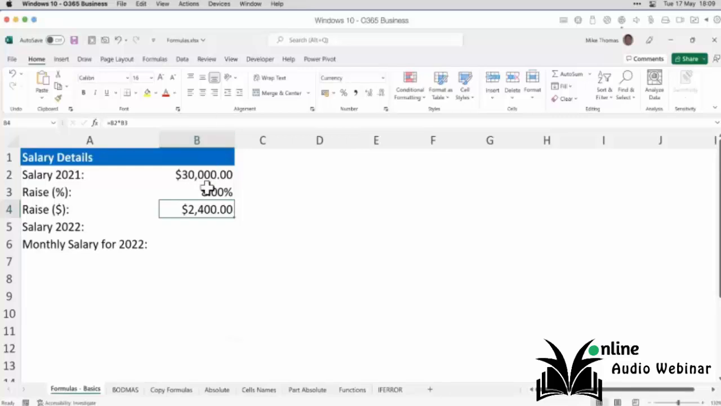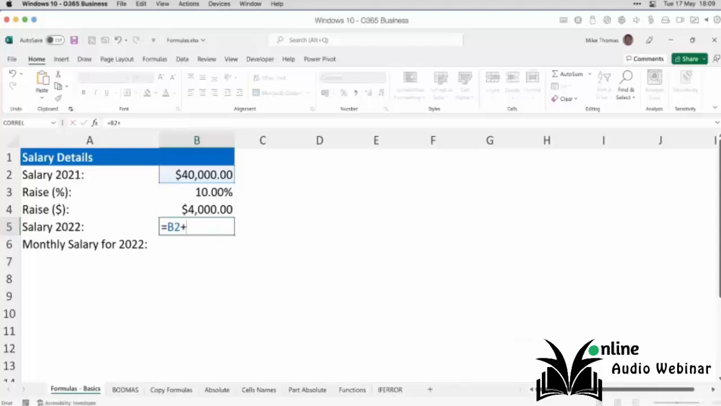Then if I go to B3 and I change what's in B3 to 10%, it changes the figure in B4. If I change the figure in B2 to 40,000, it changes the figure in B4. B2 plus B4. And that gives us 44,000, which of course is correct.